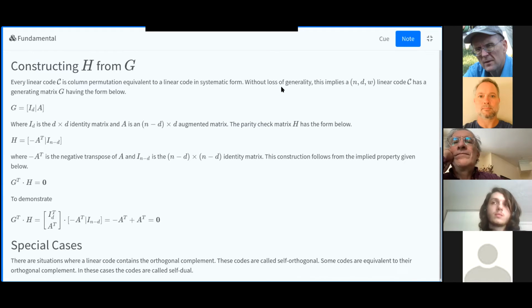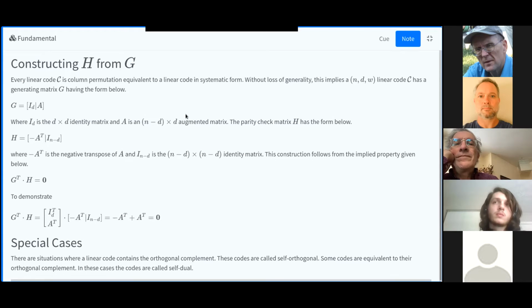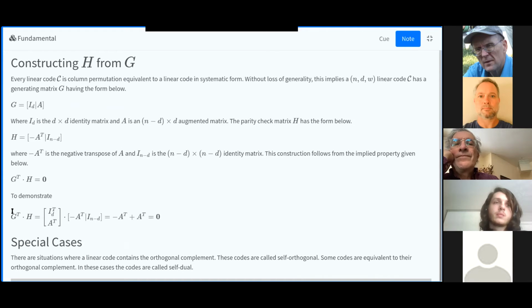As you can see there with the G and H, if you have G in systematic form, where it's the identity matrix on the left and an augmented matrix on the right, you can see how H is created by using some transpose and reordering of the coordinates. Okay. Now, if we look down here at the very bottom, we can see the reason why it works, the reason why it becomes a zero vector. Because if you take these, multiply it, you end up with the negative of this transpose plus the positive of it, and you get the zero case.